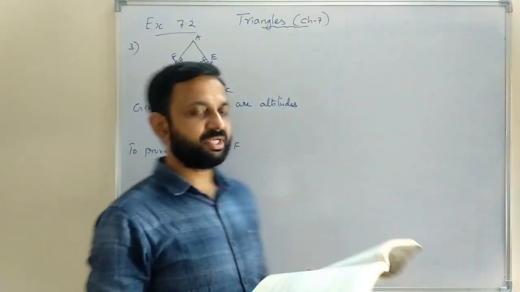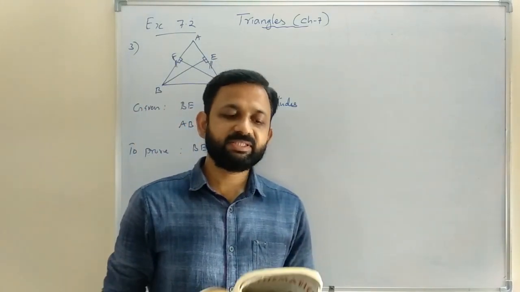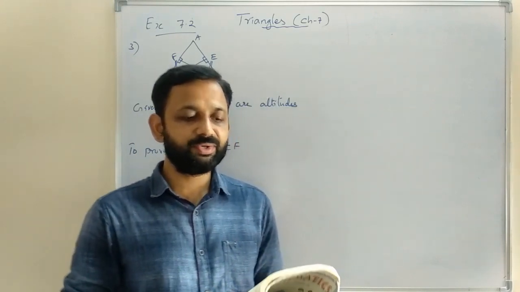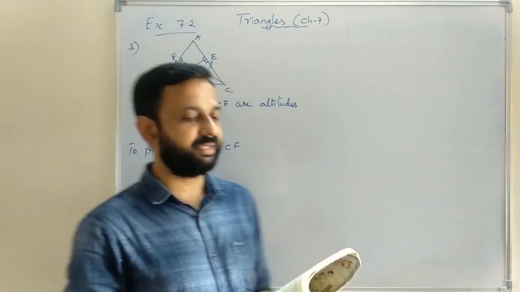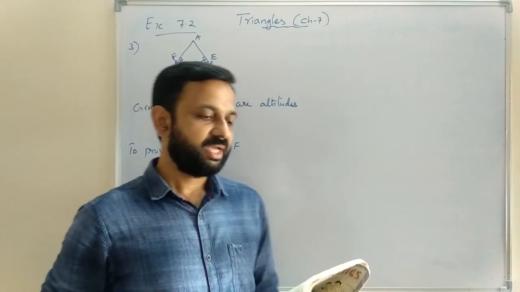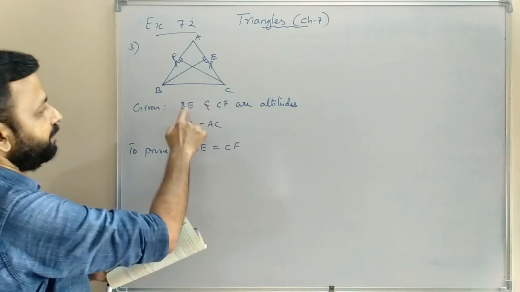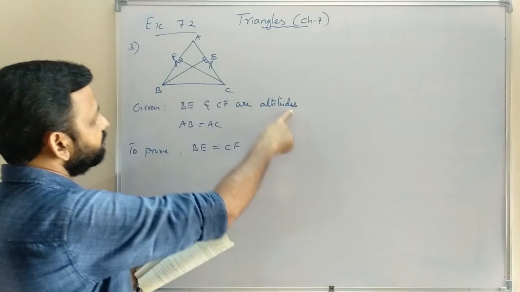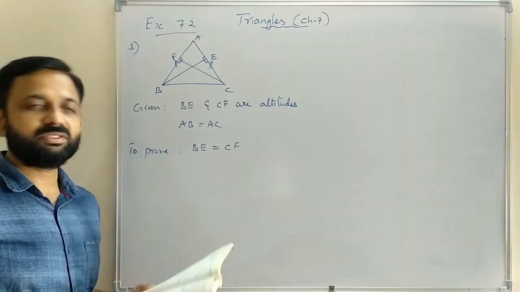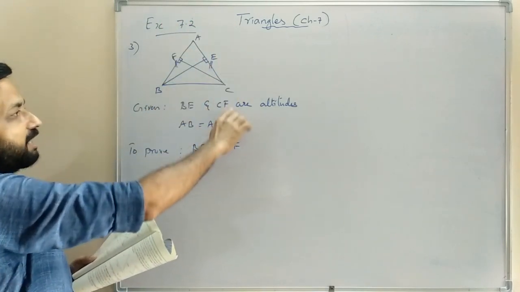Now we will do question number 3. In the third question, ABC is an isosceles triangle in which altitudes BE and CF are drawn to equal sides AC and AB respectively. Show that these altitudes are equal. Triangle ABC is isosceles in which AB equal to AC, and BE and CF are altitudes. So these are the given conditions.